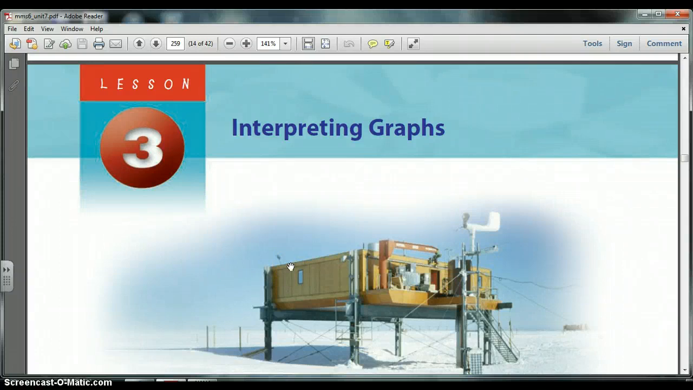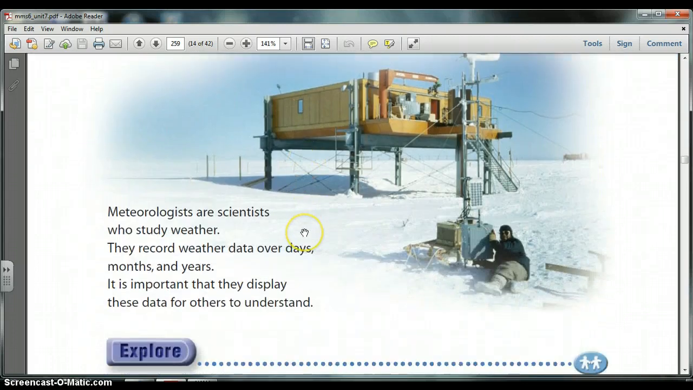Today, Lesson 3, Unit 7, Interpreting Graphs. Alright, let's start off.